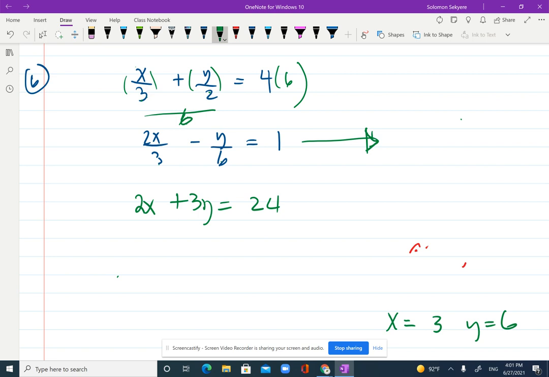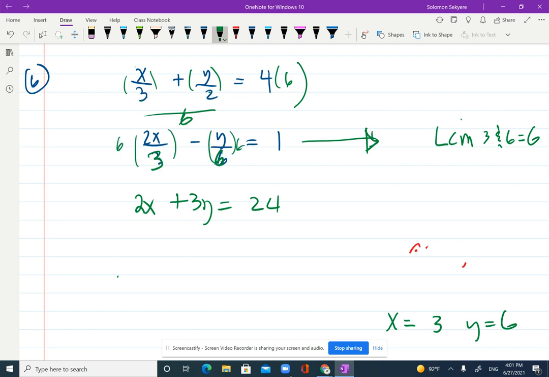Okay, the same thing over here. We have 3 and 6 as denominators. We use the LCM of 3 and 6. What is that equal to? Number 6. That's what we're going to use to get rid of it. So we're going to multiply every term by 6.